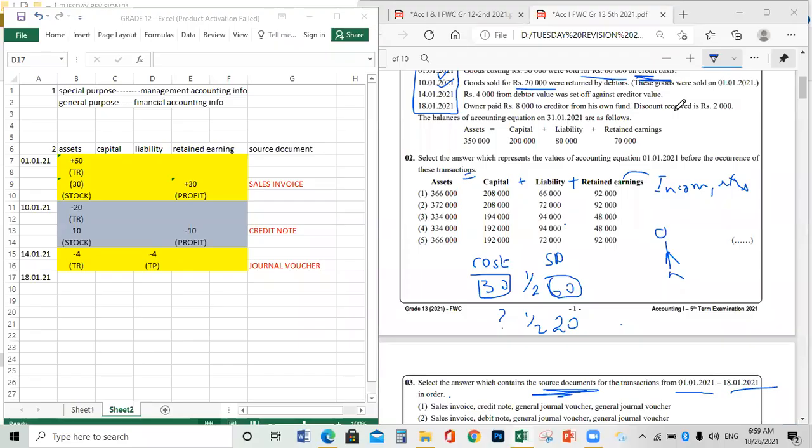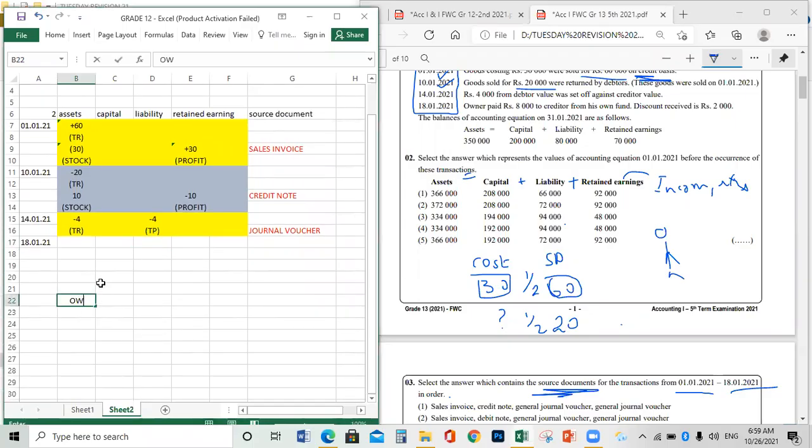Listen carefully, I'll repeat it again. When owner pays for business expense or liability, what do you call this? You call this additional capital, because the owner doesn't have an obligation to pay. But if the owner is paying, it's like he's bringing more capital to the business.